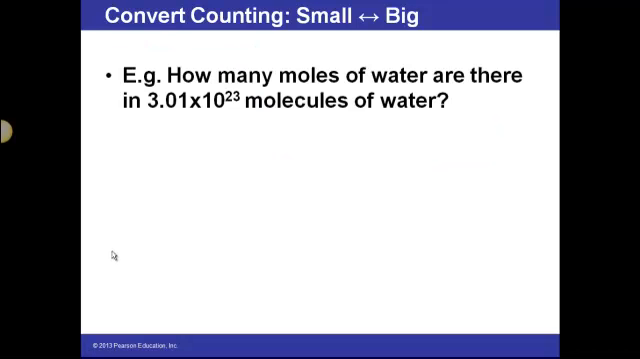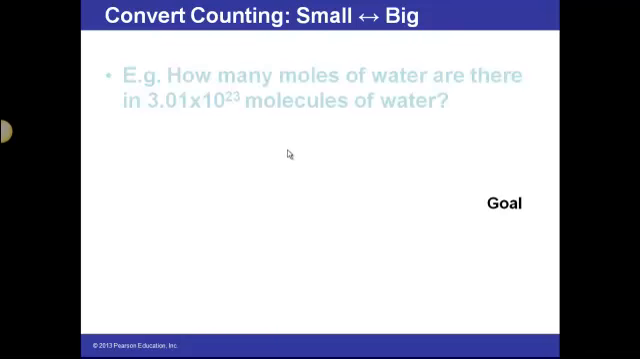So how many moles of water are there then in 3.01 times 10 to the 23rd molecules of water? So we can do this in the reverse then. So we know we're starting with molecules, but we know by definition that 1 mole of any substance contains how many molecules? That's right, 6.022 times 10 to the 23rd. So we can use this upside down in this equation to calculate the number of moles. So first we set our goal. We want to find the moles of water from our equation.